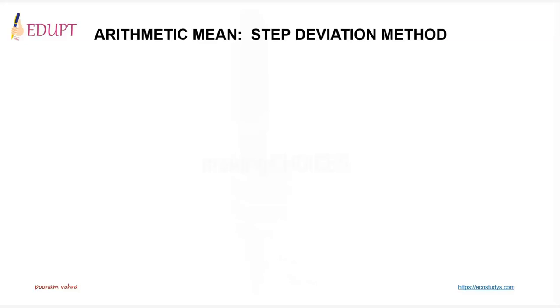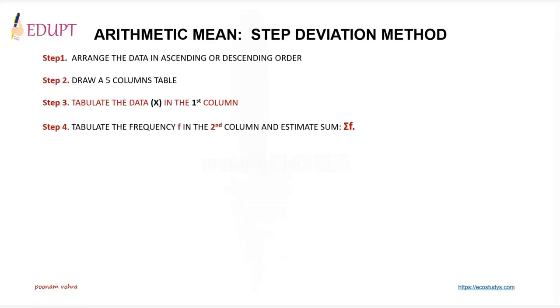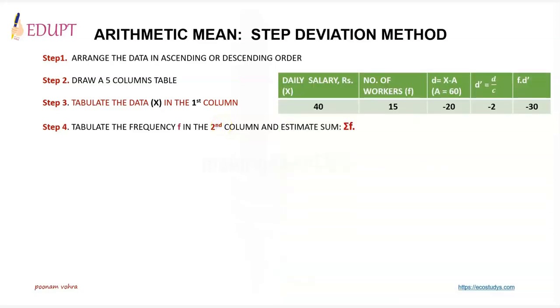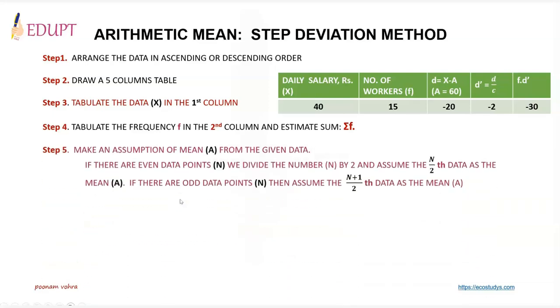Now let's move on to the step deviation method of finding arithmetic mean. Let's understand its steps. You need to first arrange the data in ascending or descending order, then draw a 5-column table. Tabulate the data X in first column and frequency in the second column and find the summation of frequency, sigma F, like it is exhibited here. Then you need to find assumed mean.